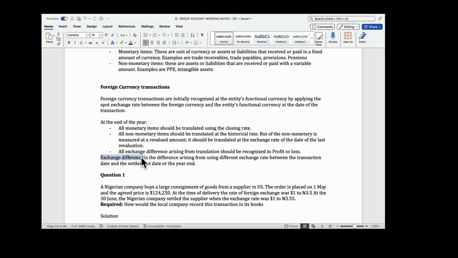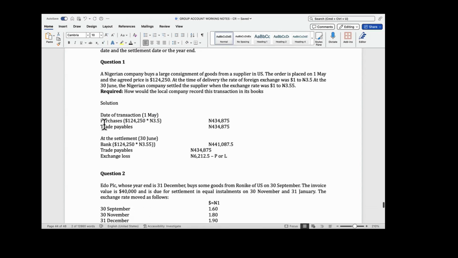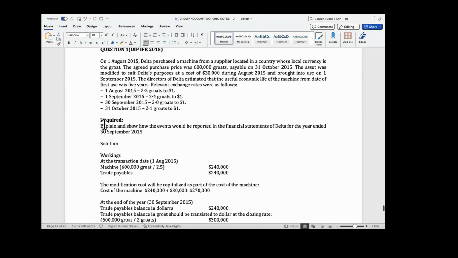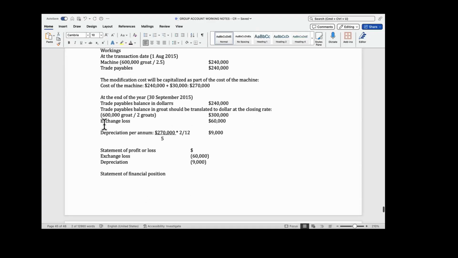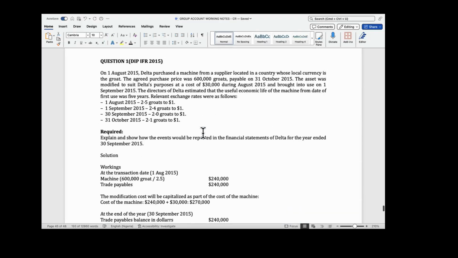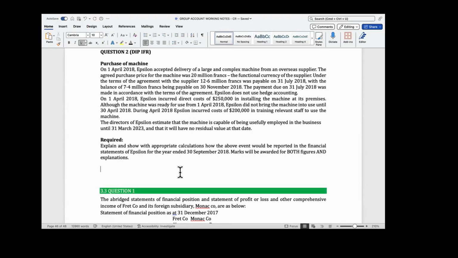If it's favorable, it's a gain that goes to P or L. If it's unfavorable, that will be a loss that would be recognized in P or L as well. And we looked at some questions that we solved, like three or so questions, question 1, question 2, and also this question. I asked you to go and solve this because it's similar to this particular one, just for your practice. I wouldn't know whether you actually solved it or not, but we need to move forward.